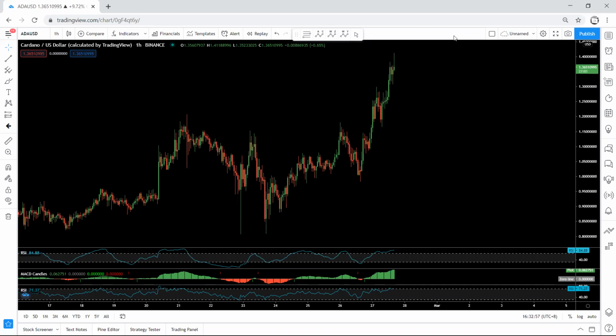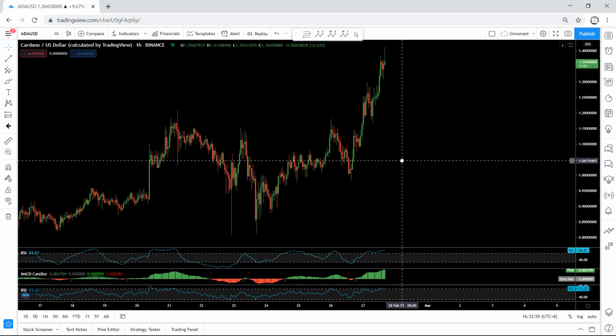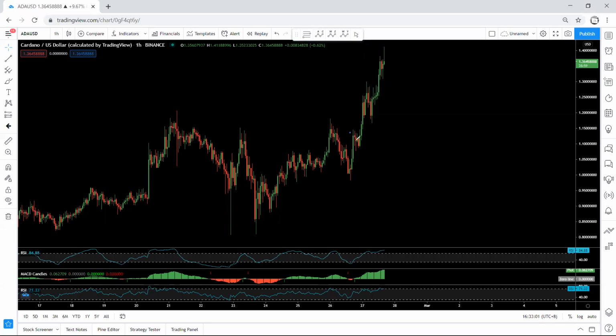ADA, we start with the 1 hour chart. Okay, if we refer to our analysis, we have been looking for a buy when the price is within this correction, and this is what we get. Now we want to see what's next and how high this one can go.